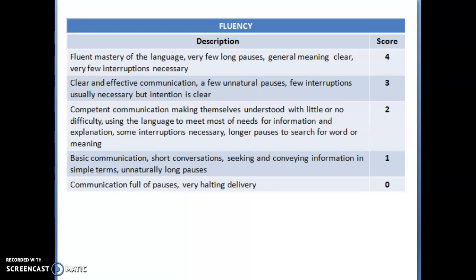Competent communication, making themselves understood with little or no difficulty, using the language to meet most needs for information and explanation, some interruption necessary, longer pauses to stretch workflow or meaning. Score 2. Basic communication, short conversation, seeking and conveying information in simple terms, unnaturally long pauses, score 1. Communication full of pauses or silence, very halting delivery, score 0.